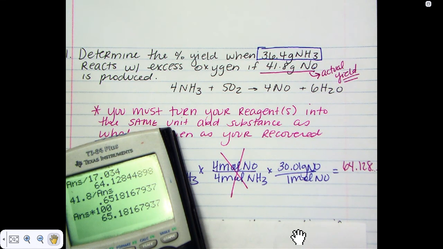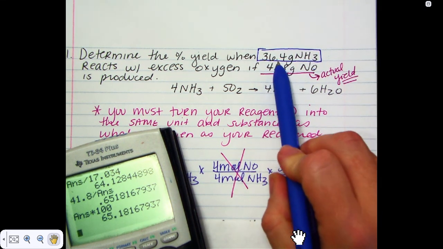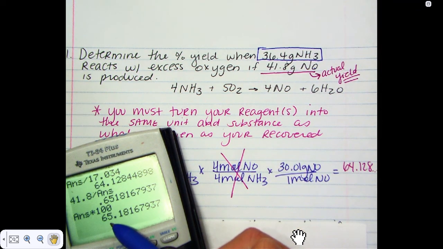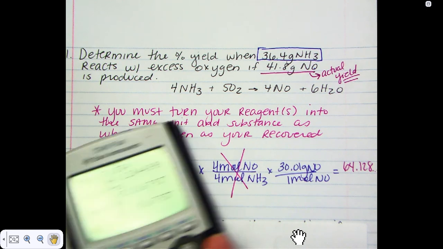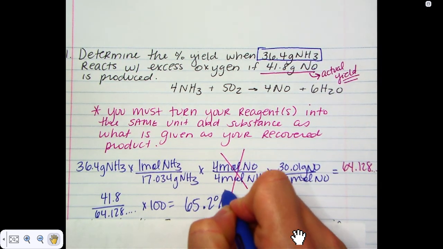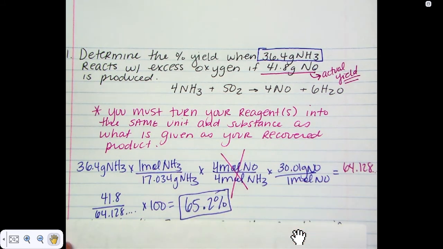All right, so 65.18167937. So let's look. I have 3 sig figs here and 3 here, so my answer can have 3. So 65 point, the 8's going to round over, so 65.2%. So I recovered in the lab with that 41.8 grams, 65.2% of everything I could have possibly recovered, which isn't all that bad.